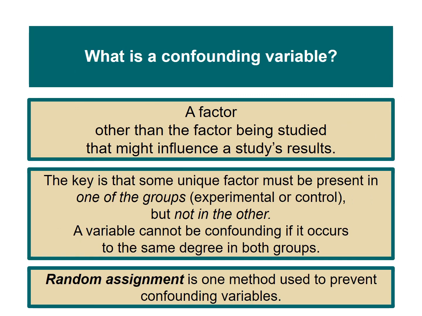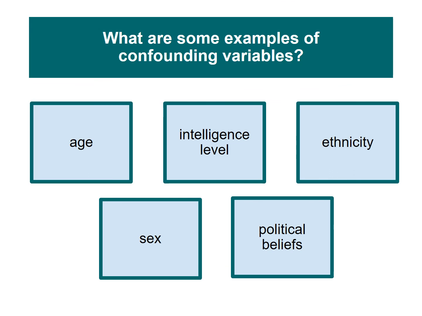All right, so I mentioned a confounding variable earlier, and so I want to define it now. A confounding variable is a factor other than the factor being studied that might influence a study's results. So the key is that some unique factor must be present in one of the groups, but not the other. A variable cannot be confounding if it occurs to the same degree in both groups. Random assignment is one method used to prevent confounding variables. So what are some examples of confounding variables that might impact a study? Age, intelligence level, ethnicity, sex, political beliefs. These are some things that are going to impact your experiments. So using random assignment is going to lessen the impact that confounding variables have.